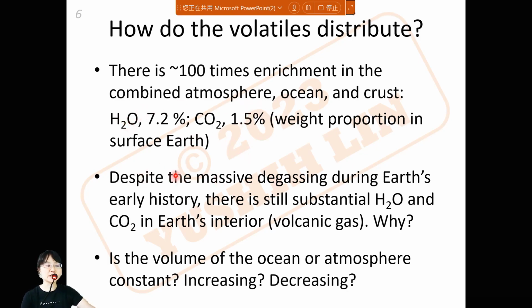And despite the massive degassing during Earth's early history, there is still substantial water and CO2 in Earth's interior. We know that based on the composition of volcanic gas. Why do we still have so much water and CO2 in volcanic gas? So these are the topics we want to address.